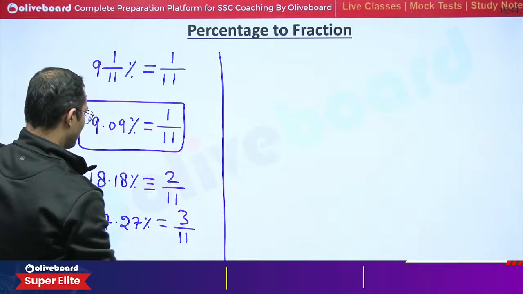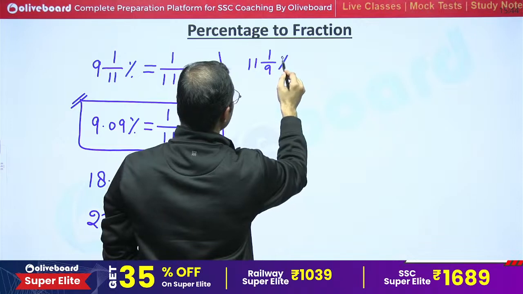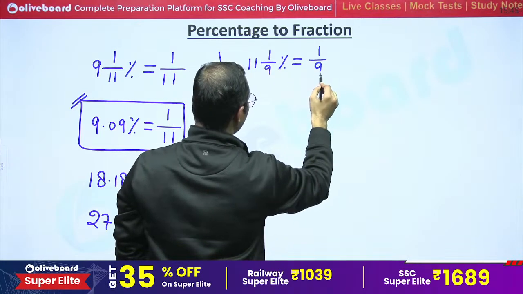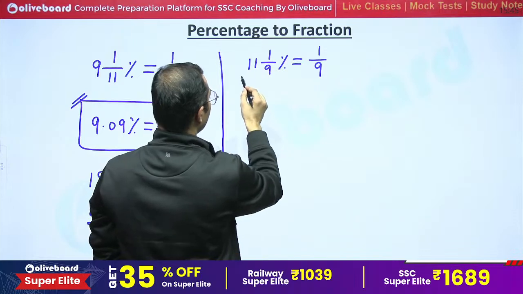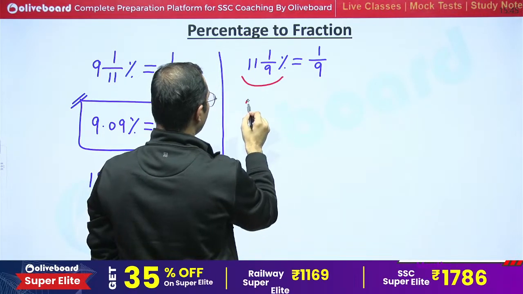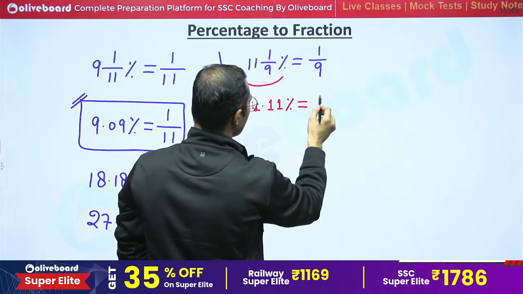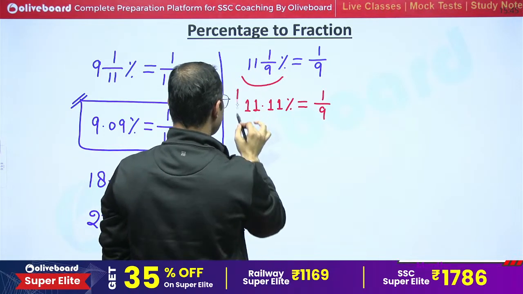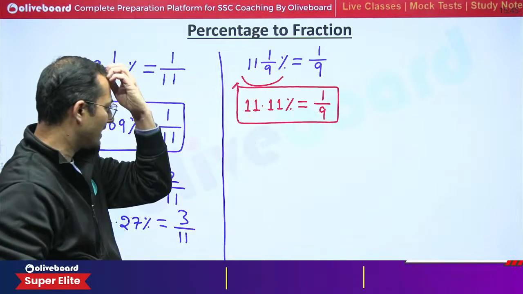So likewise, if I say 11 whole 1 upon 9%, this is equal to 1 upon 9. Very much clear? Yes or no? But if I got the same number in the form of decimal, like 11.11%, this is also equal to 1 upon 9. So you must remember this, right? Currently you are getting questions from this section, right?